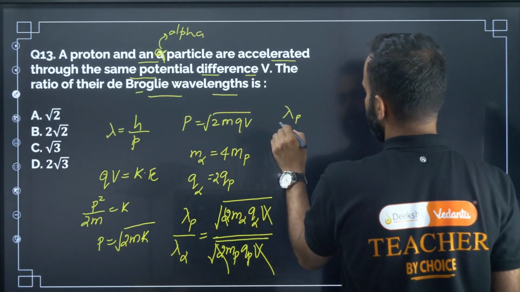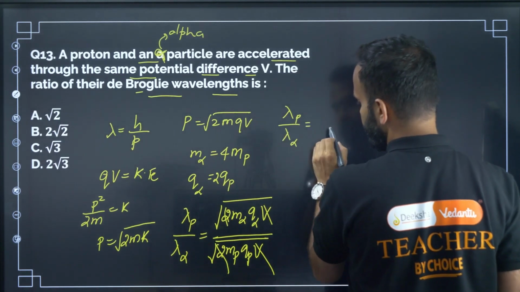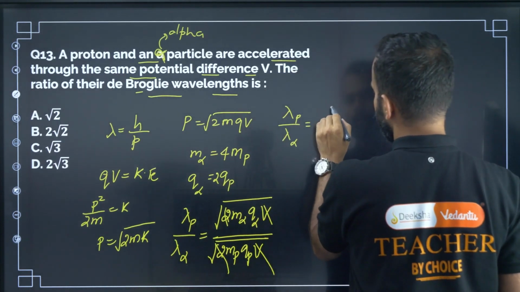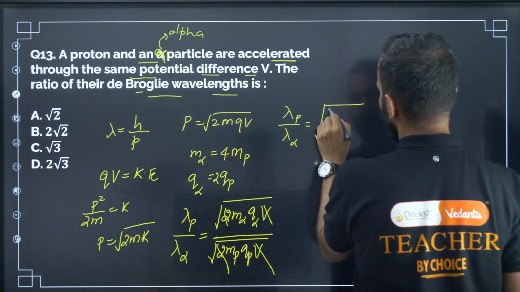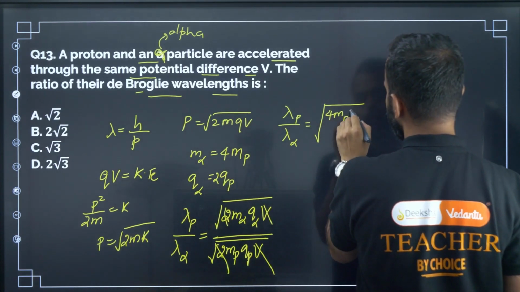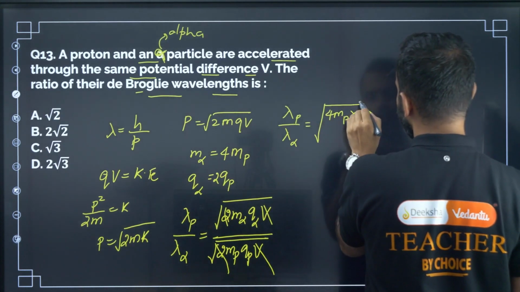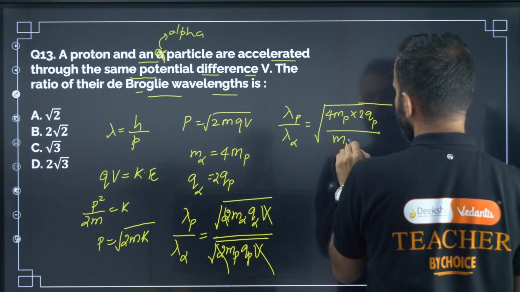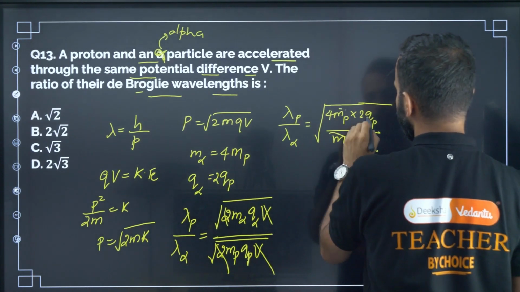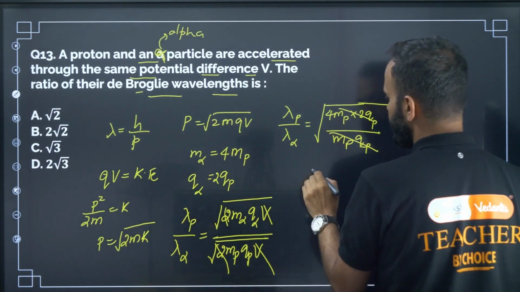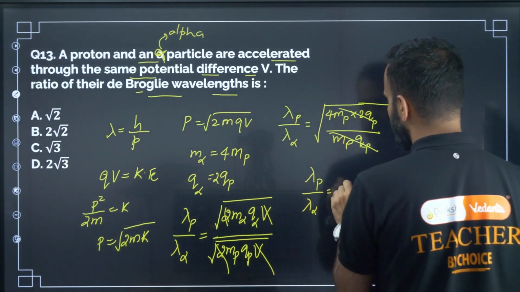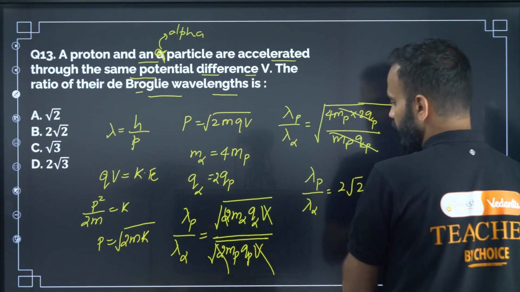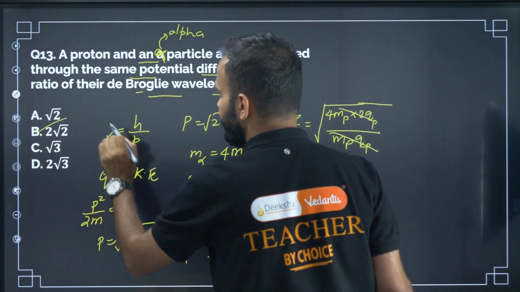So lambda p divided by lambda alpha is equal to root of 4 mp into 2 qp divided by mp into qp. mp into qp will get cancelled. 4 into 2 is 8. So lambda p divided by lambda alpha is equal to root of 8, which is 2 root 2. So the correct option is B.